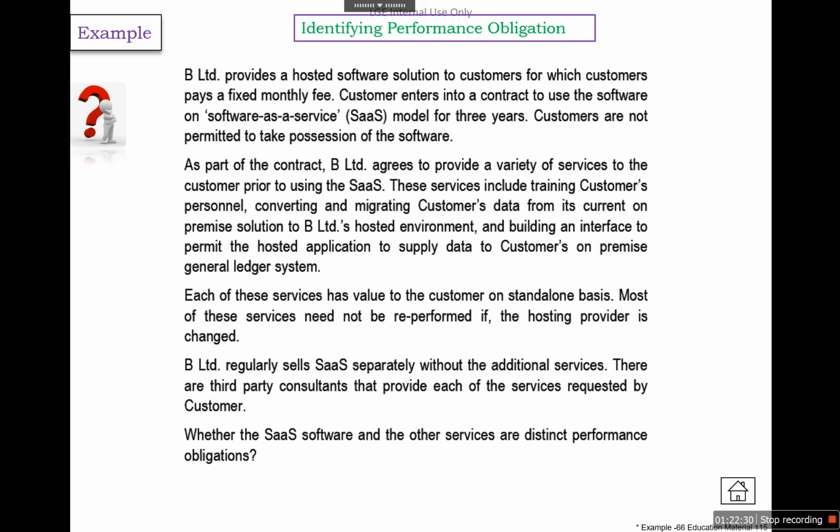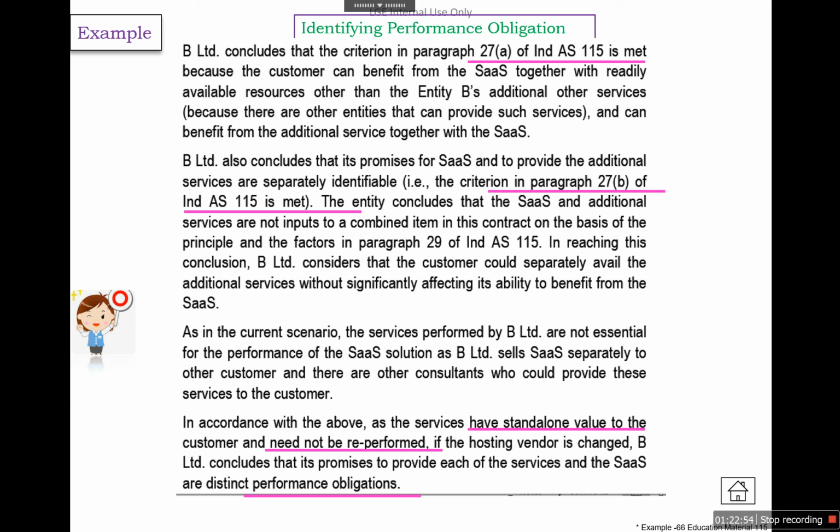So for being distinct, we need to check two things. First, capable of being distinct, whether the customer can take benefit on its own or with readily available resources. Second, separately identifiable within the context of the contract. So what is the context of the contract? Whether it is integrated, customized, interdependent, what the customer wants. So we need to check from that perspective. So in this case, the capable of being distinct condition is met, and for the context of the contract, we check what the contract says.